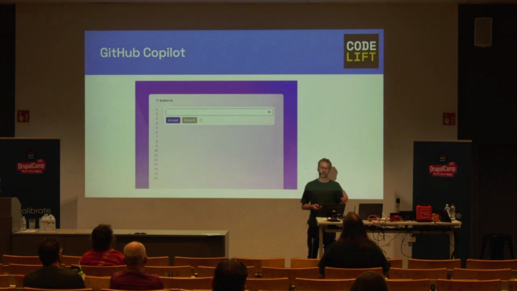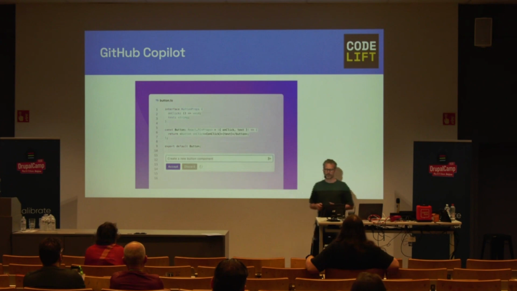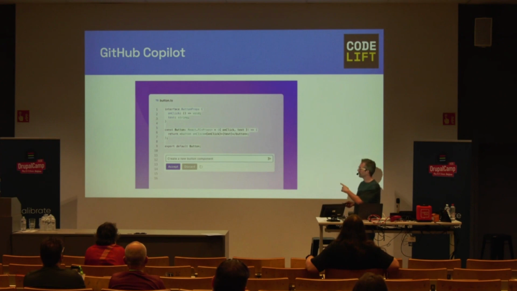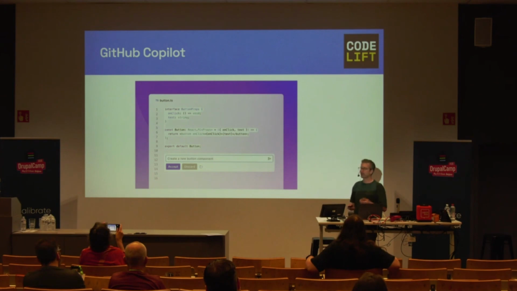This is an example from the GitHub Copilot website. So the developer typed in what he or she wanted, create a new button component, and it generates the code. This is TypeScript, and interesting is these models are capable of all kinds of languages. So it could do the same for Twig, or JavaScript, or PHP, Python. It knows it all.